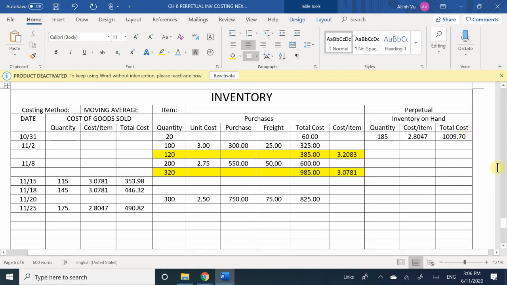So we take 1009.70 and we're going to subtract 490.82. Okay, I got 518.88. Did everyone else get the same answer? 518.88, yeah. Okay, good.